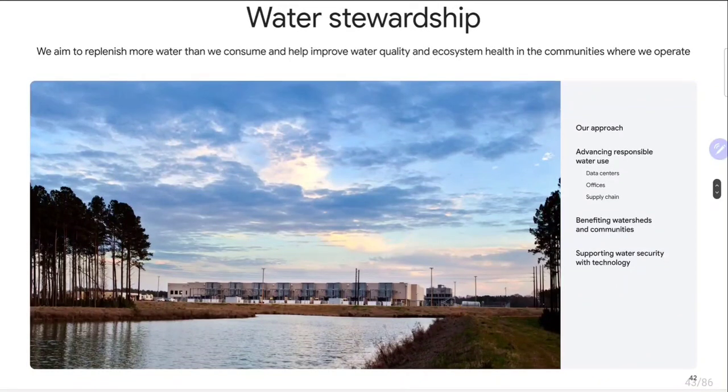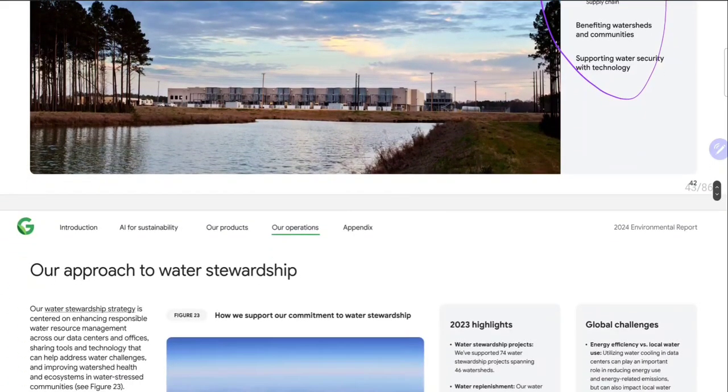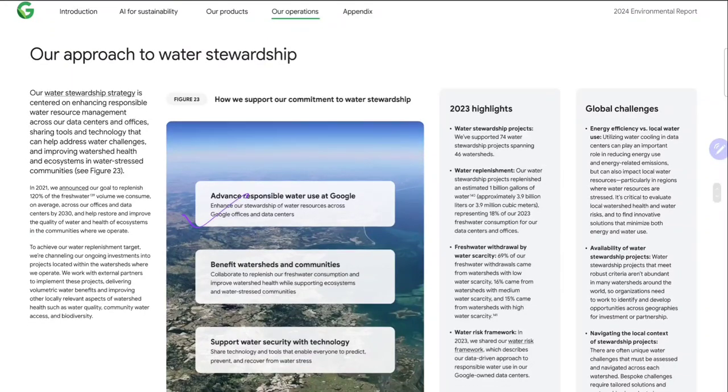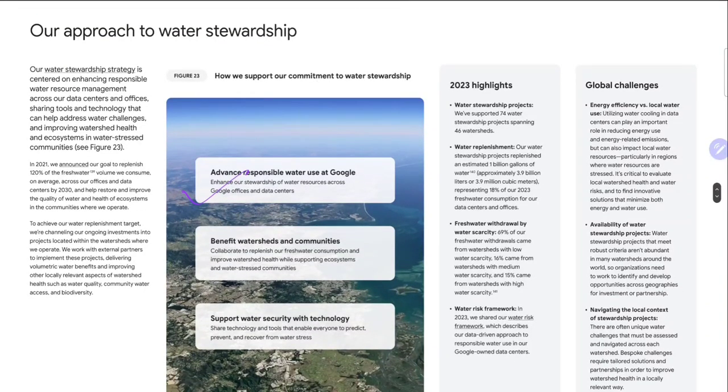Now we come to water stewardship. There are certain efforts which have been made by the organization related to water stewardship. So they write here, to replenish more water than we consume and help improve water quality and ecosystem health in the communities where the company is operating. If you see this information, advancing responsible water use in their data centers, offices and supply chain also, and we will see the benefits also. Like what is the approach? Advance responsible water use at Google, benefit watersheds and communities and support water security with technology.